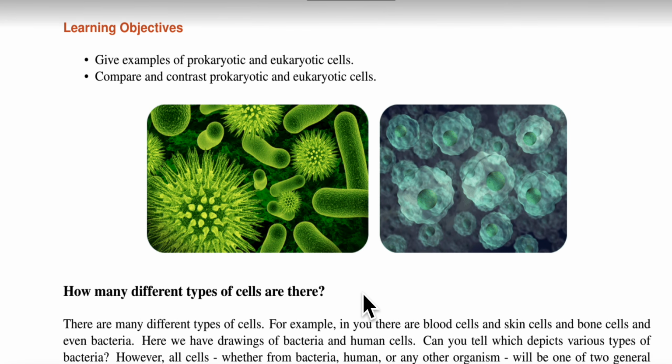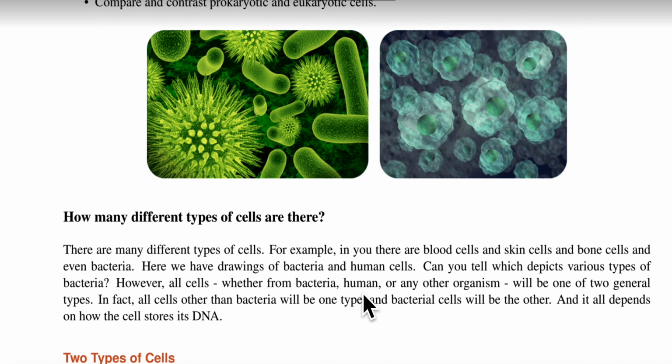How many different types of cells are there? There are many different types of cells. For example, there are blood cells, skin cells, bone cells, and even bacteria. Here we have a drawing of bacteria and human cells. Can you tell which depicts various types of bacteria?